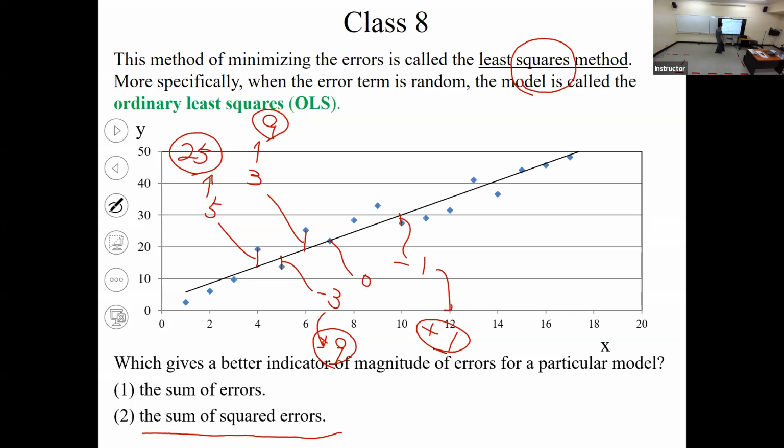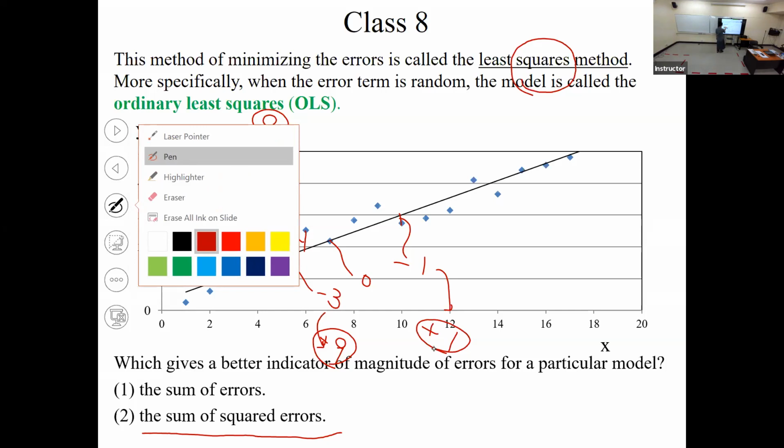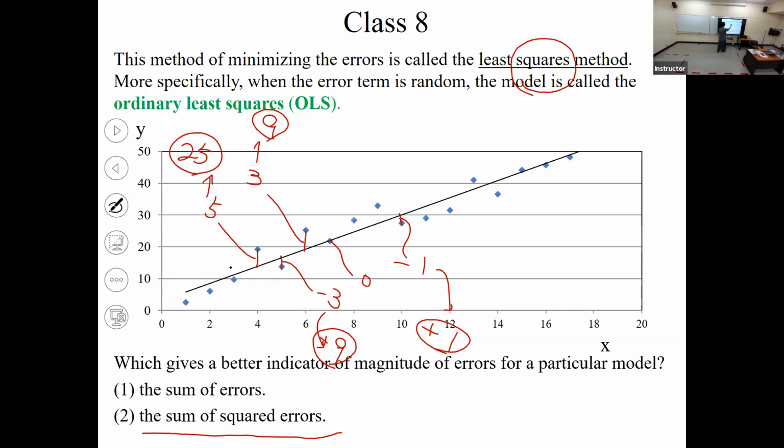Okay? So that way you can measure the magnitude of errors. If the actual dots are located very far from the lines, then error values are large, right? So that can be captured if you consider the sum of squared errors. Big errors are captured as big numbers.